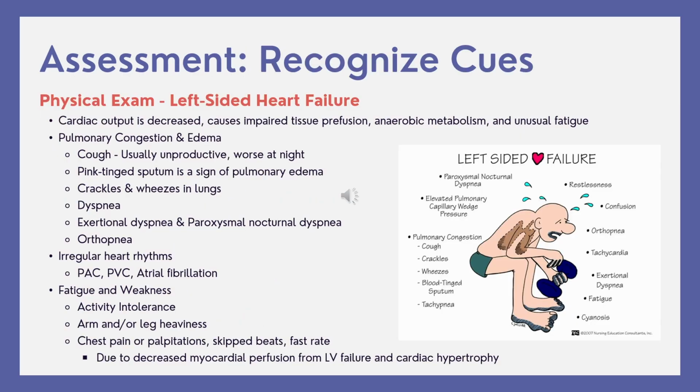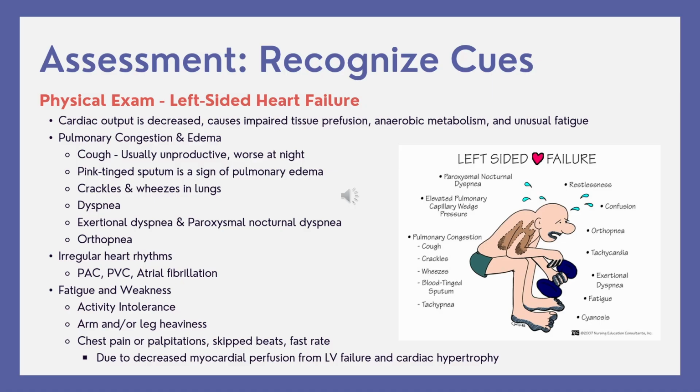Okay, so now we're going to focus on the clinical manifestations of left-sided heart failure, which primarily result from decreased cardiac output and pulmonary congestion. So what happens when the left ventricle fails? Again, whenever the left ventricle can't pump right, the body's organs and tissues don't get enough oxygen-rich blood. So we see fatigue and weakness. Our patients oftentimes will struggle with activity tolerance, and report feeling heavy in the arms or the legs.